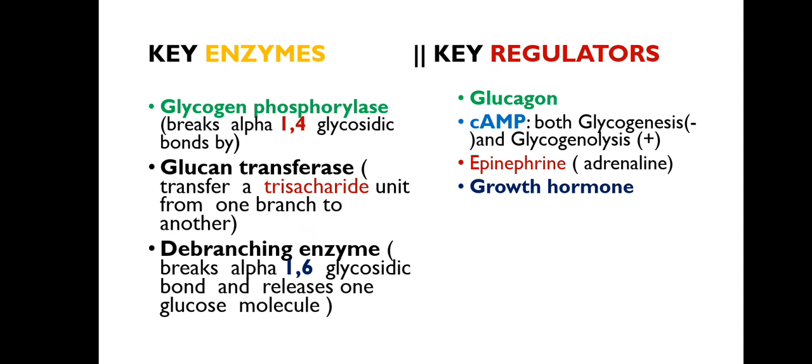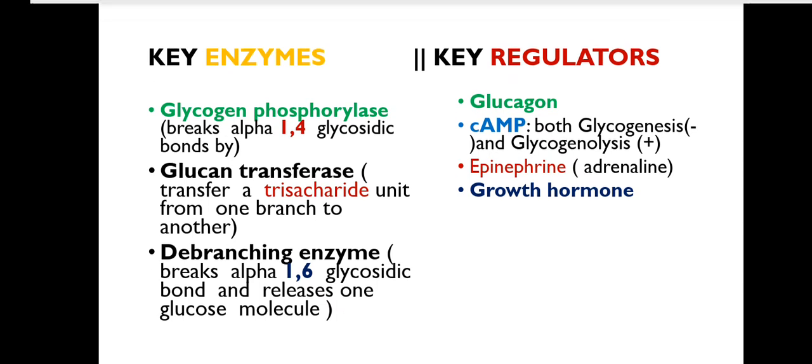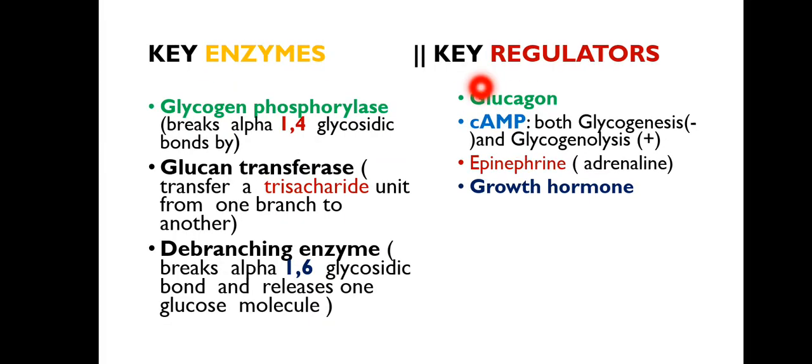You must also know the key regulators of this particular process. And among those regulators, we've got what we call glucagon. So, you and I know very well that glucagon is a hormone that is released by the pancreas. What does it do? You've always been told that glucagon promotes the breakdown of glycogen back to glucose. What does it tell you? It simply tells you that glucagon will promote glycogenolysis.